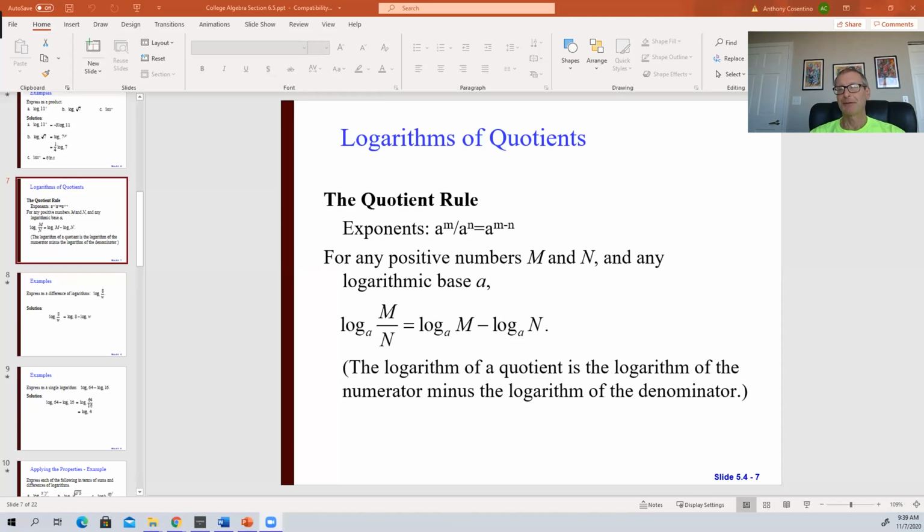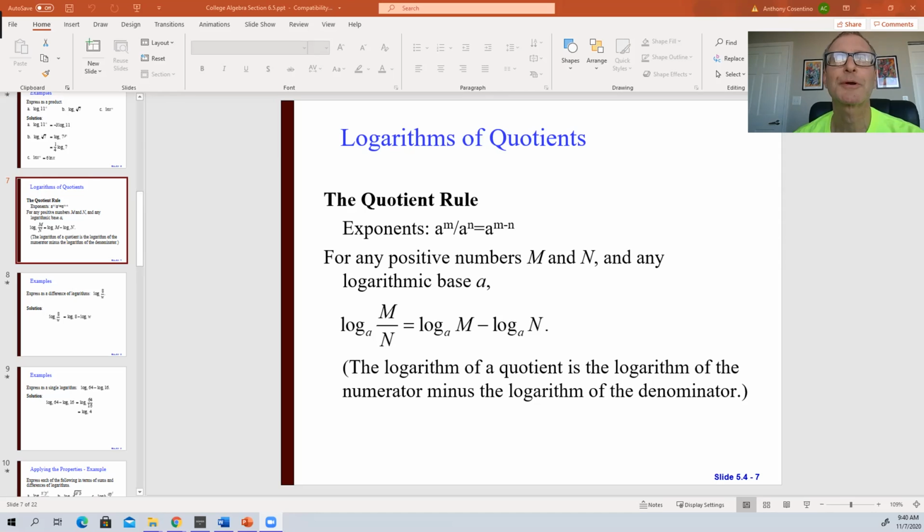So I paused it there to erase the board and get to the next slide. And so the next rule we're going to talk about is the quotient rule. And very similar to the product rule, except now we have a division inside the argument of the log instead of a multiplication. And just like in the law of exponents, when we have same base and we divide, we could subtract the exponents. Same thing with this idea. We could subtract these, split the logs into two, and put a subtraction in the middle of that.